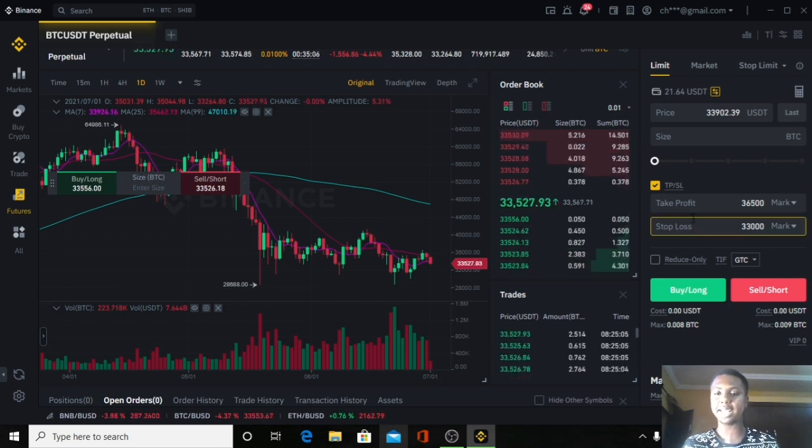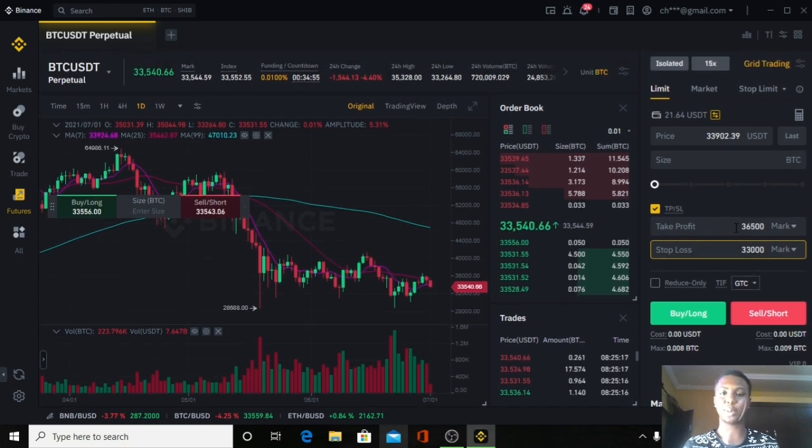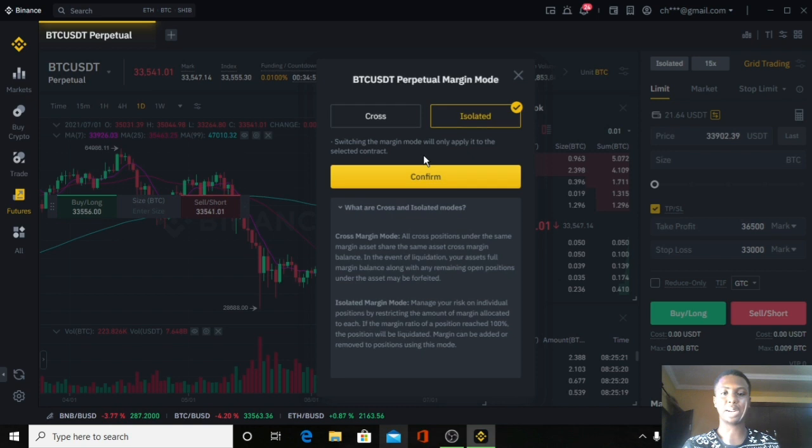So basically that is it for now on how to trade with Binance futures. We're going to go in depth in some of these places, like the stop limit for the conditional orders, and in the next video we're going to be talking about the cross margin and how to set orders on the cross margin.